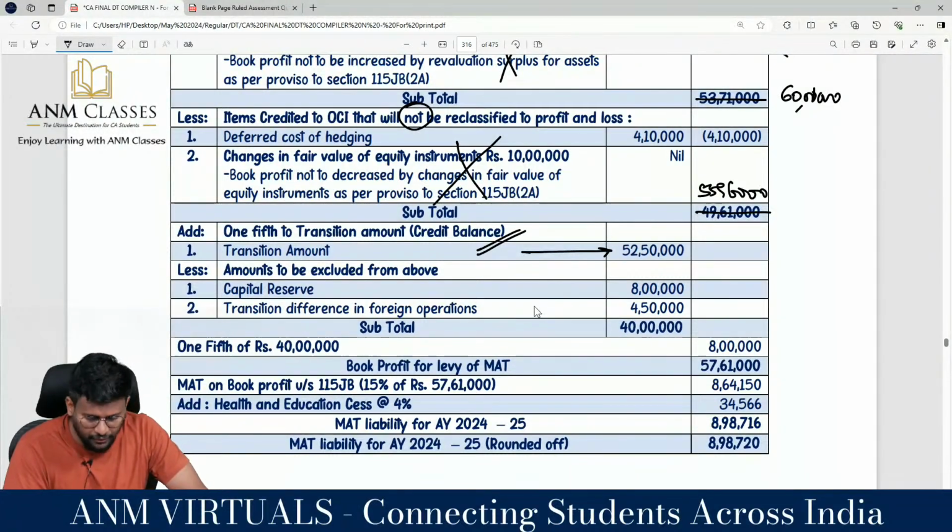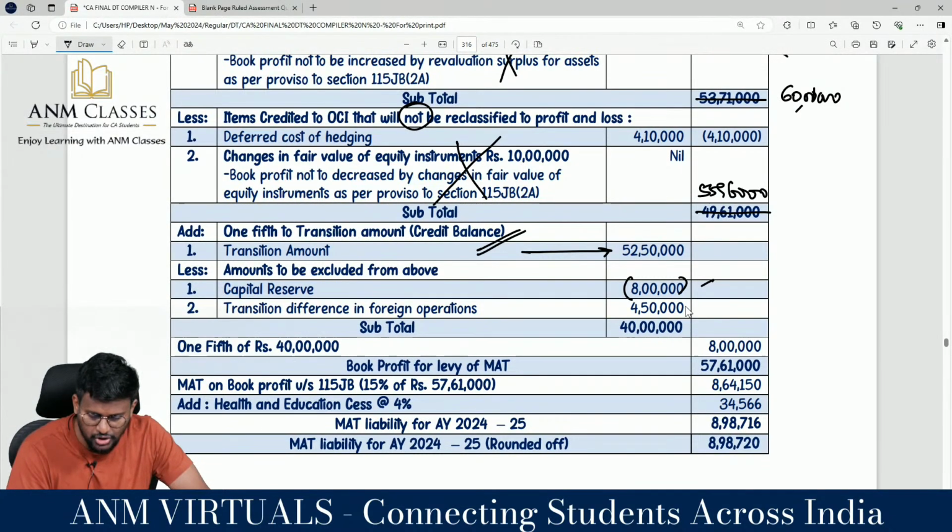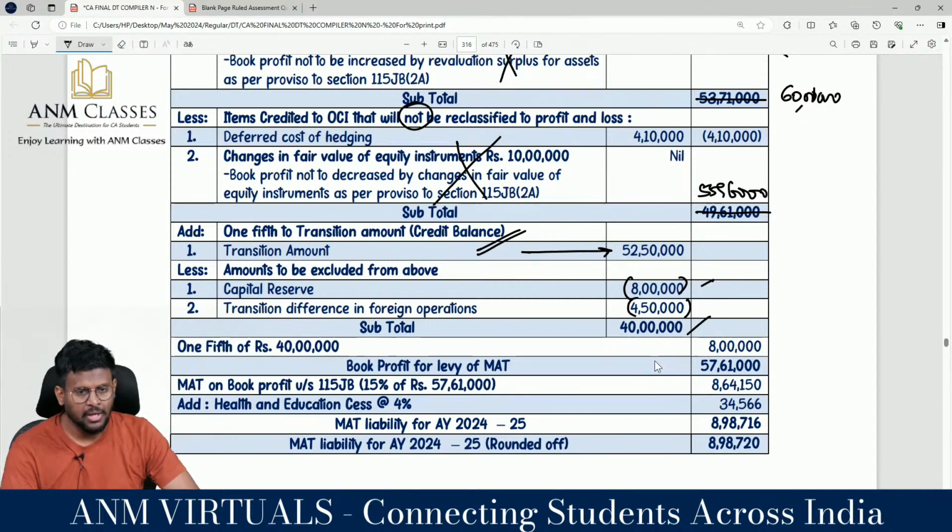Now, 1/5 of the transition amount, which they mentioned has a credit balance. The transition amount is 52,50,000. We already studied that capital reserve and security premium should not come. So the amount to be excluded from the above, capital reserve, has to be reduced, and translation difference in foreign operation 4,50,000 should be reduced. So from 52,50,000, if you reduce 8 lakhs and 4,50,000, you will get 40 lakh. Since the transition amount shows a credit balance, 1/5 of 40 lakhs, 8 lakhs, you have to add to the net profit.